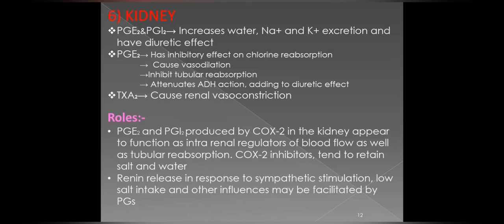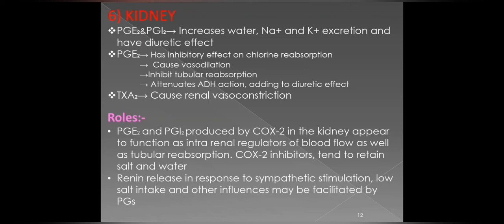Coming to kidney, prostaglandin E2 and prostaglandin I2 can increase the water, sodium and potassium excretion and have a diuretic effect. Prostaglandin E2 has inhibitory effect on chloride reabsorption. Similarly, it can cause vasodilation, can inhibit the tubular reabsorption, and attenuate ADH action, thereby increasing the diuretic effect. Thromboxane A2 causes renal vasoconstriction.